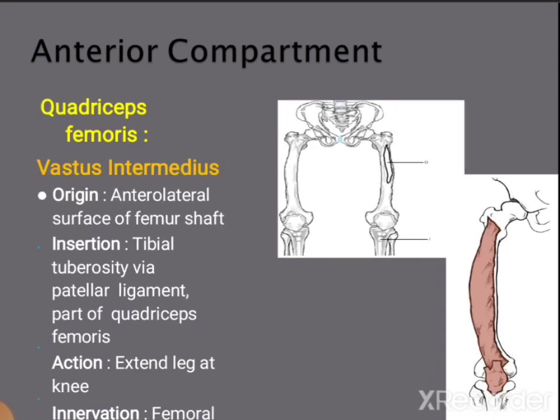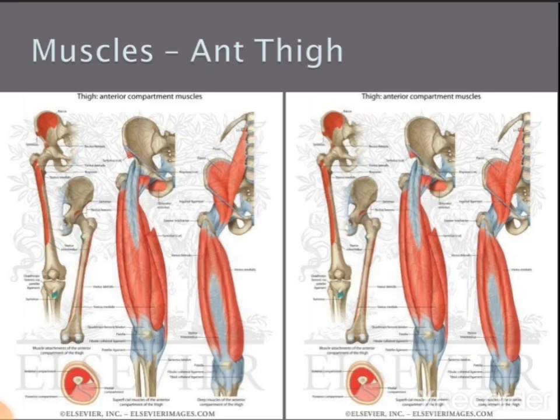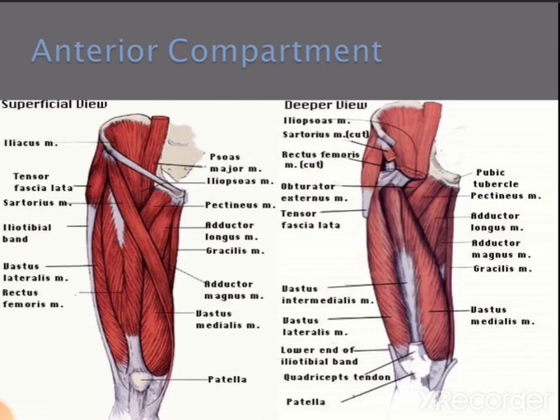Then the fourth muscle is vastus intermedius. It arises from the anterolateral surface of the femoral shaft and is inserted on the tibial tuberosity via the patellar ligament. Action is extension of the leg at the knee. Innervation is by the femoral nerve. So here we can see the muscle attachments on the bone and the individual muscles of the front of the thigh. So these are the muscles of the front of the thigh. In the diagram we can see all the muscles of the front of the thigh.